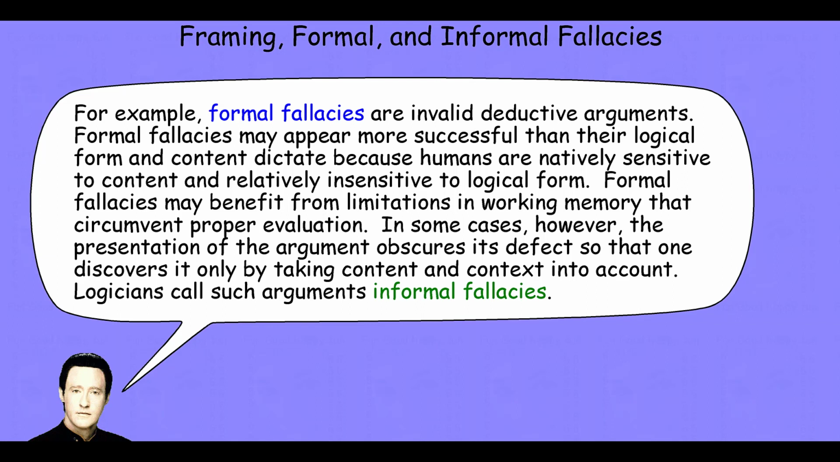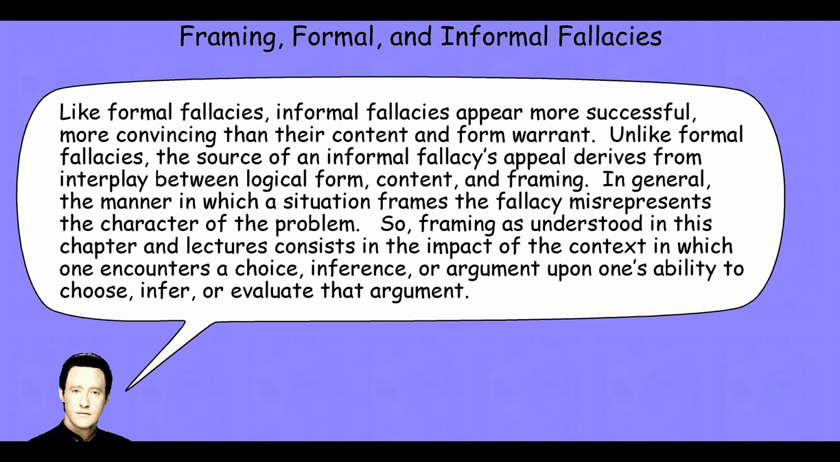In some cases, however, the presentation of the argument obscures its defect, so that one can only discover it by taking both content and context into account, as well as logical form. And it's these arguments that logicians refer to as informal fallacies. Now, like formal fallacies, informal fallacies appear to be more rhetorically successful, more convincing than their content and logical form warrant. Unlike formal fallacies, though, the source of an informal fallacy's appeal derives from the interplay between logical form and content, and importantly, framing.